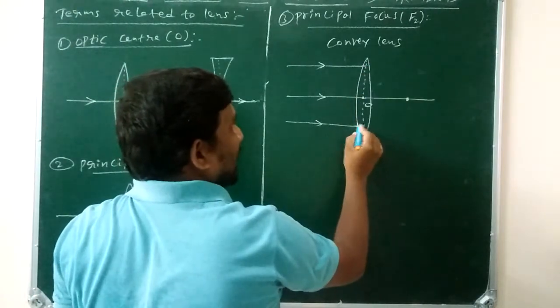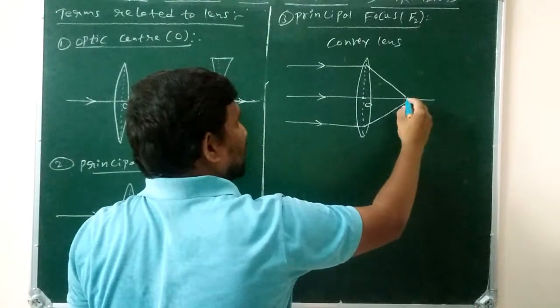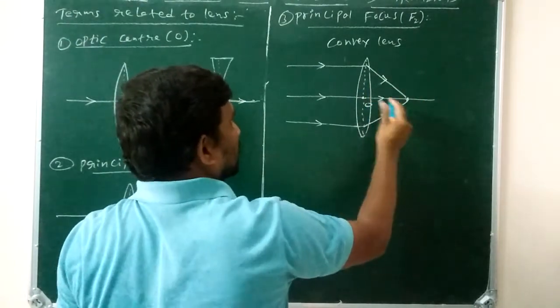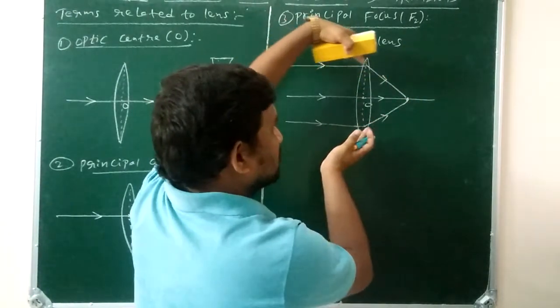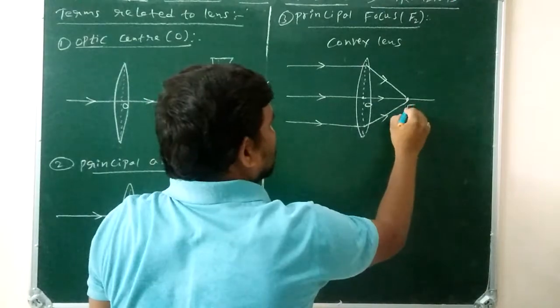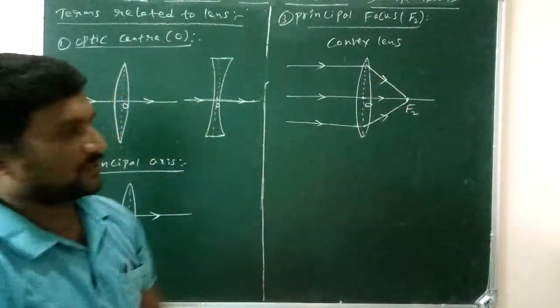Light rays parallel to the principal axis converge to a point after passing through the lens. Converge means they are going to meet at one point. We can call it the principal focus of a convex lens.